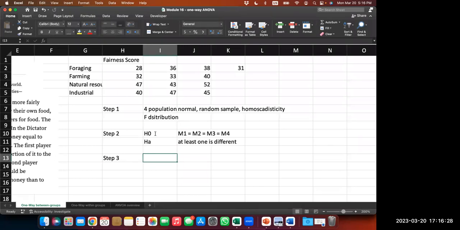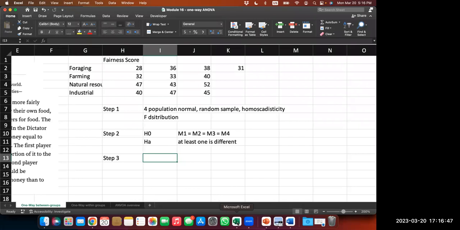What does H0 stand for? HA? H0 is the null hypothesis, and HA is the alternative hypothesis, or research hypothesis.